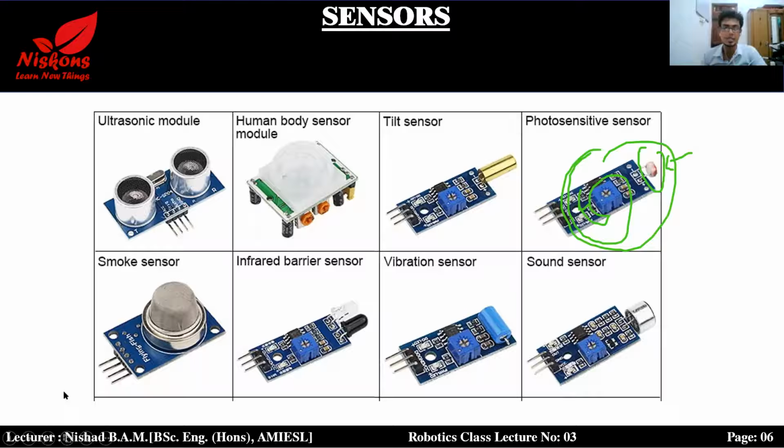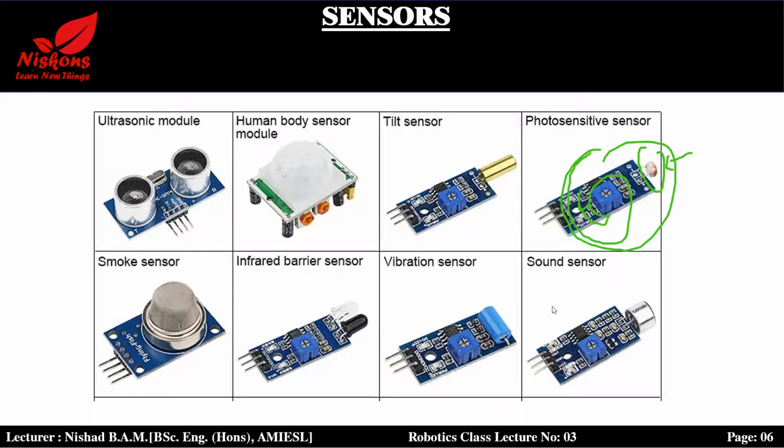Next thing is vibration sensors. Vibration sensors mean if there is any vibration, it will detect it. Sound sensor means if sound is present, the sensor will detect it. You can see that there are most commonly three pins. What are the three pins? Can you explain? What are the three pins we have?